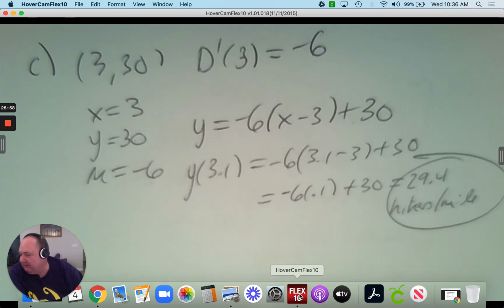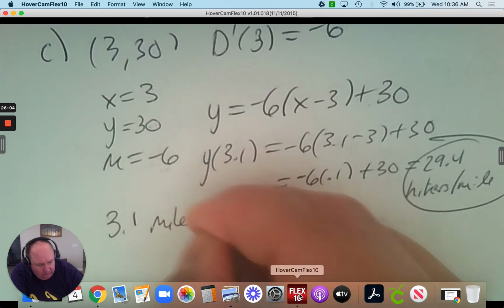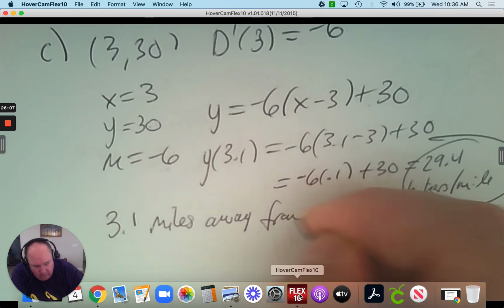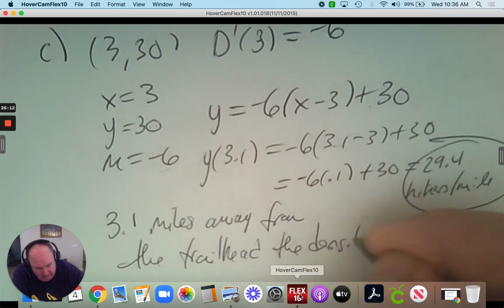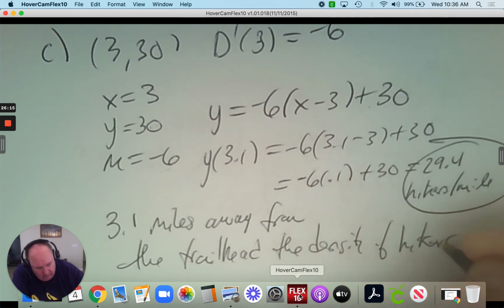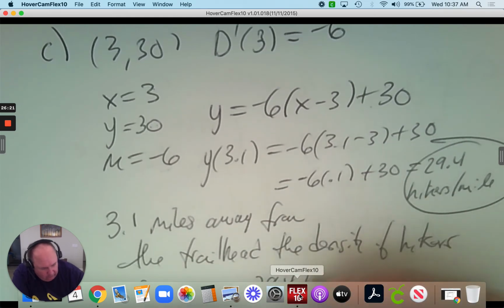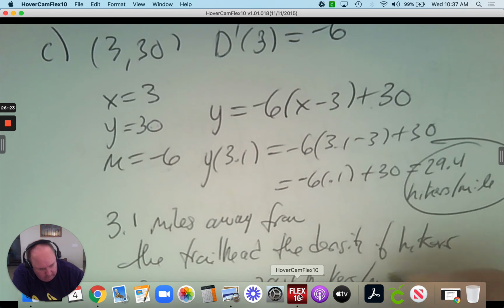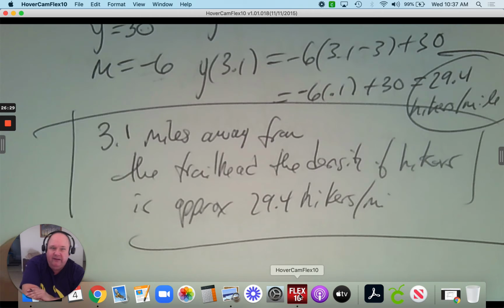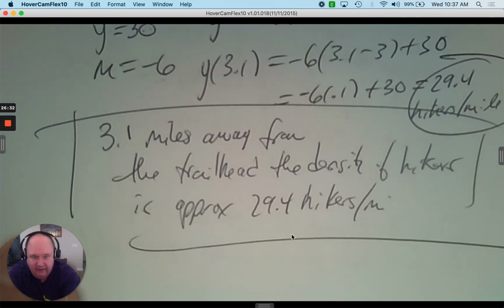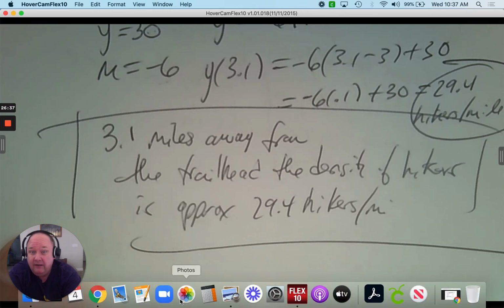So if you wrote a sentence, 3.1 miles away from the trailhead, the density of hikers is approximately 29.4 hikers per mile. So 3.1 miles away from the trailhead, the density of hikers is approximately 29.4 hikers per mile. When it's a rate, it's okay that it's in decimals. All right, next.